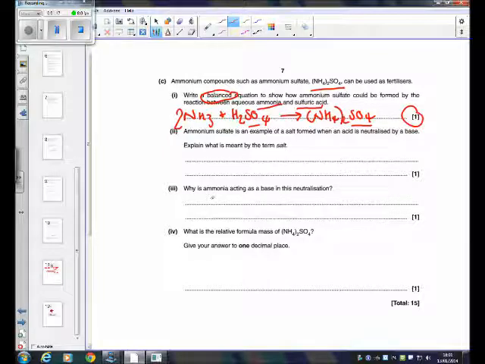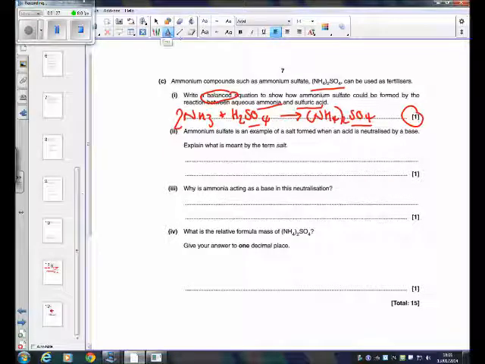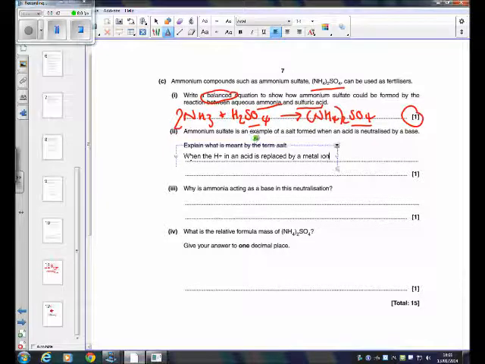Part 2. Ammonium sulfate is an example of a salt formed when an acid is neutralized by a base. Explain what is meant by the term salt. So it just wants a definition of it this time. So what is meant by the term salt? When the H plus in an acid is replaced by a metal ion. And that's all you need to write for the 1 mark. Simple definition for the salt.